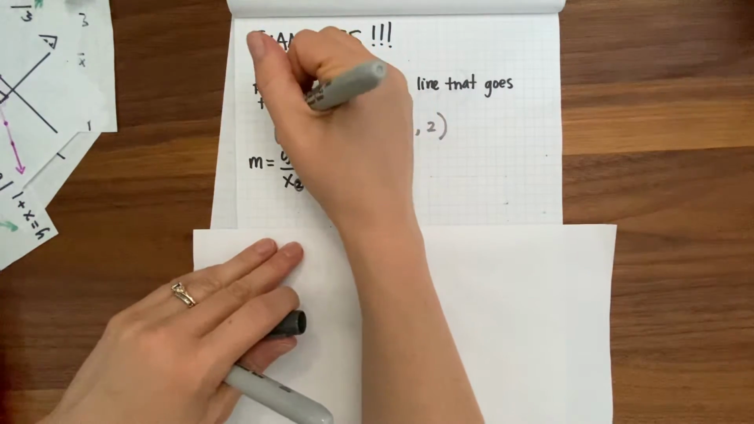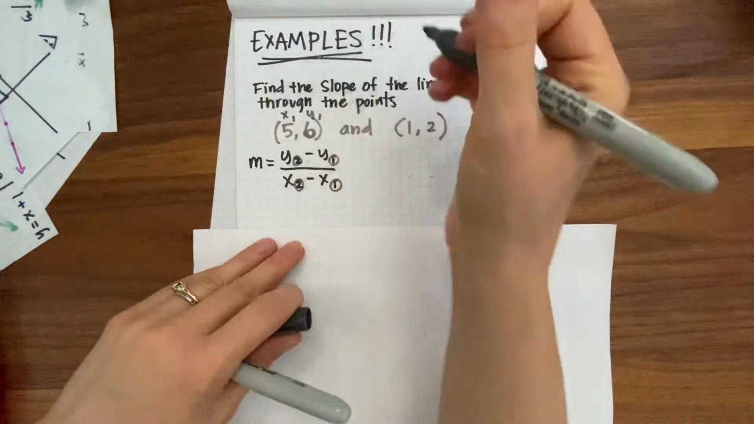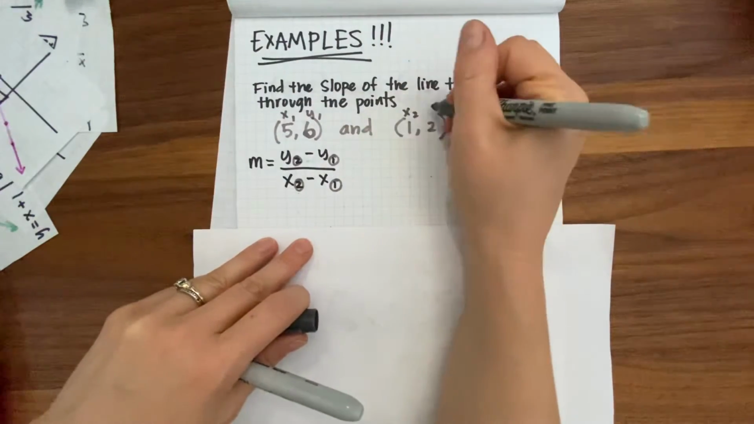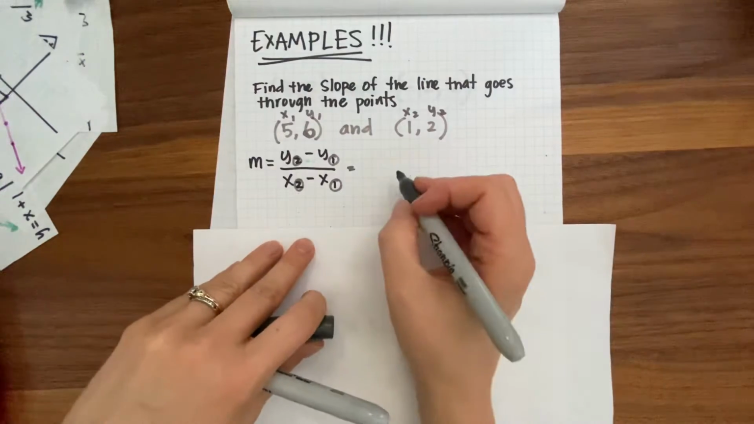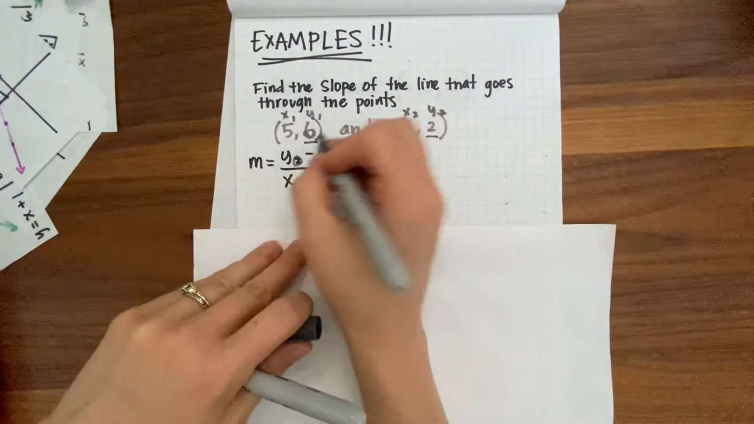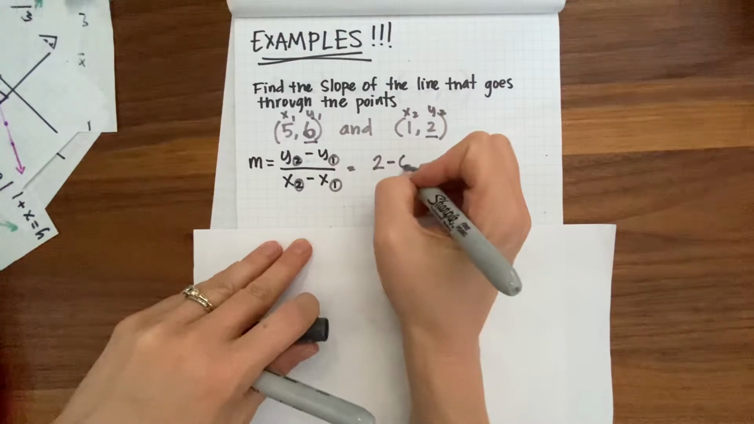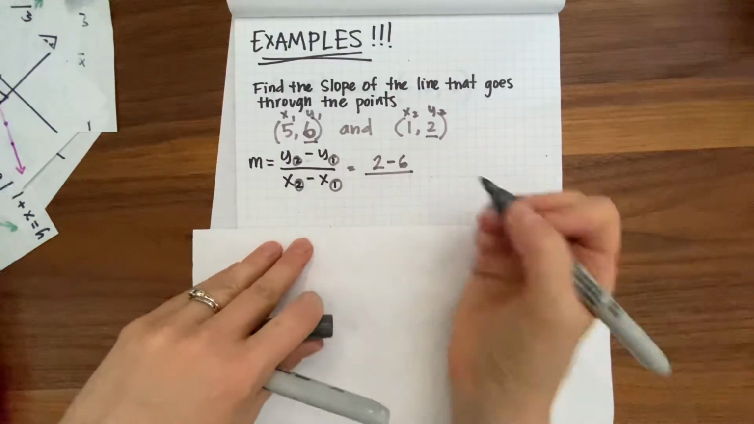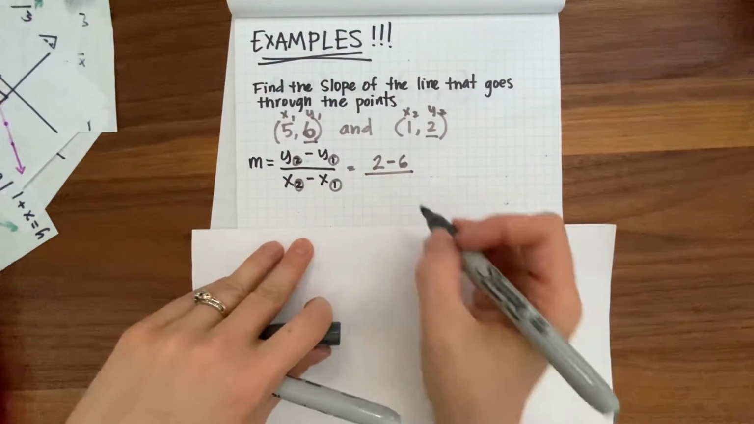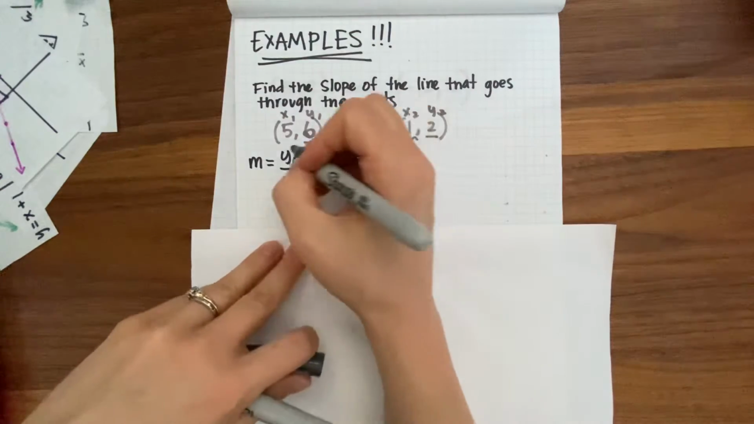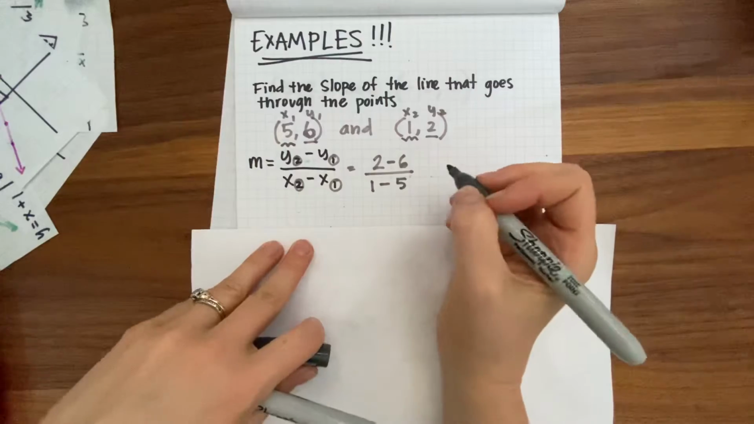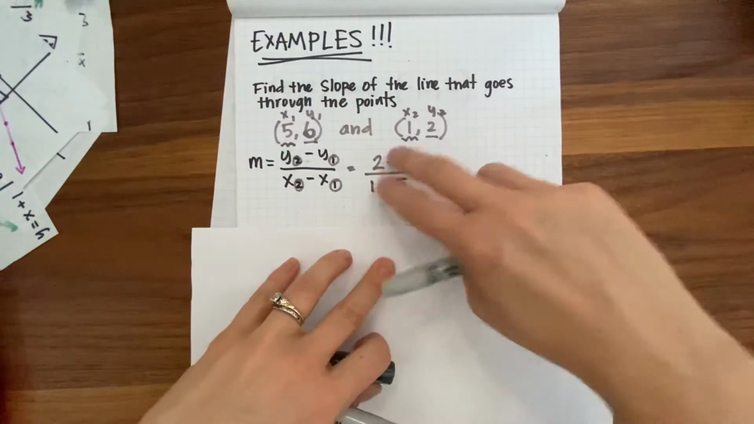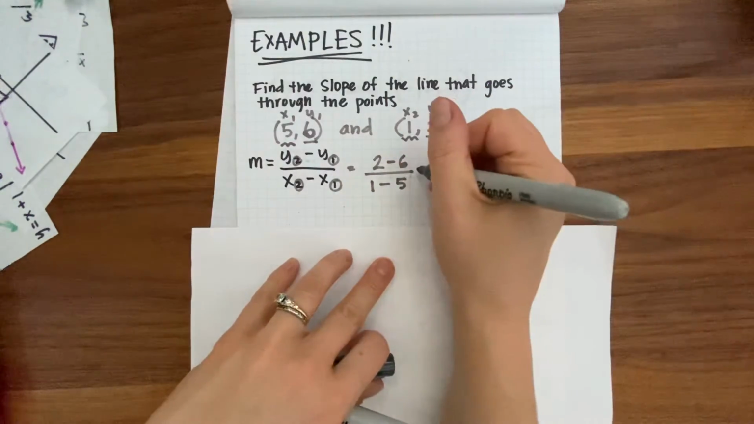So let's call this one x1, y1, and let's call this one x2, y2. Here we go. y2 minus y1, 2 minus 6, over x2 minus x1, 1 minus 5. Notice that 1 and 2 are a pair and that 5 and 6 are a pair.